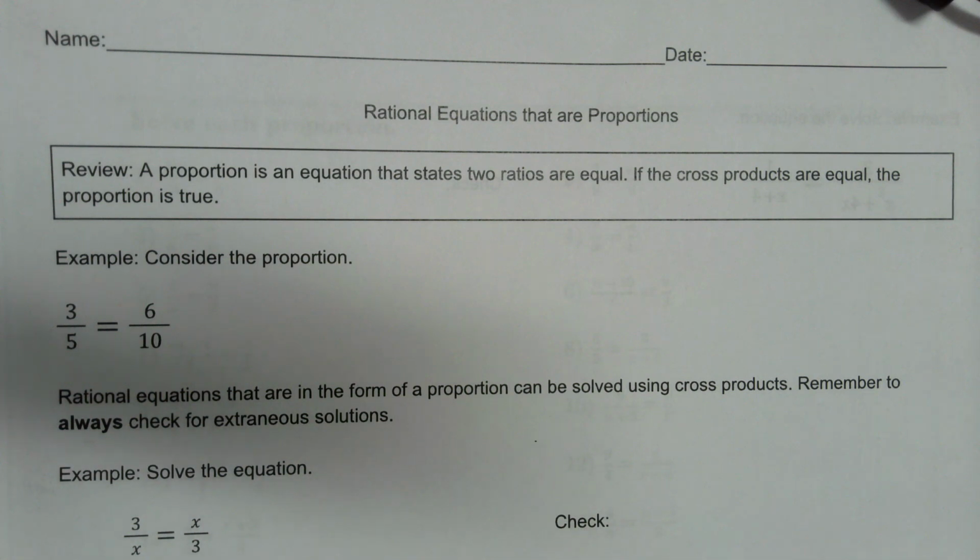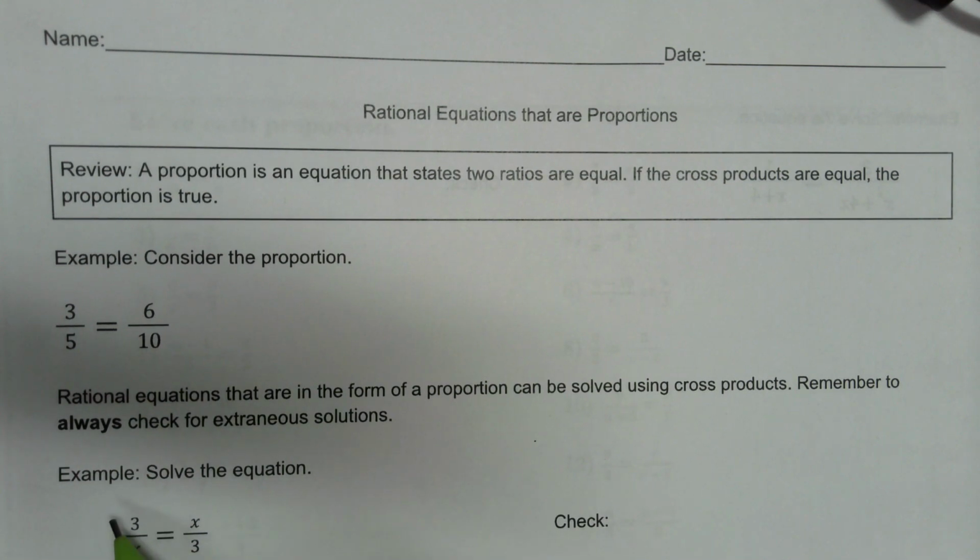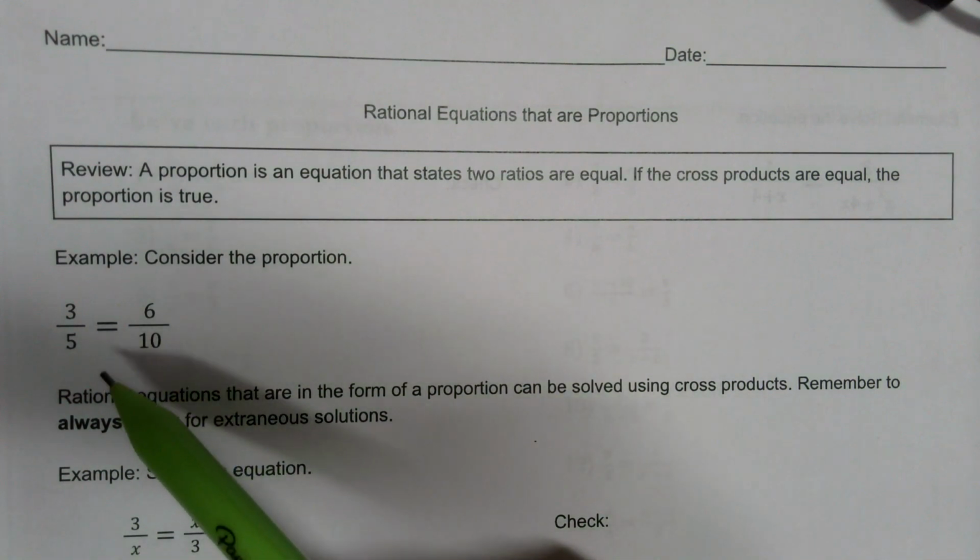These notes are on rational equations that are proportions. As a review, a proportion is an equation that states two ratios are equal. If the cross products are equal, the proportion is true. For example, let's consider our first proportion.